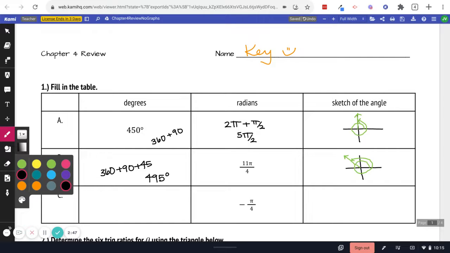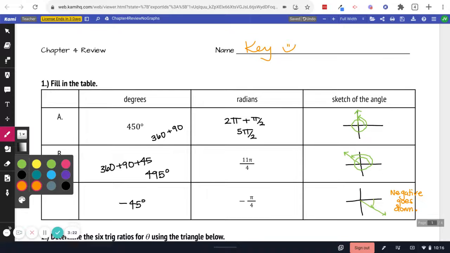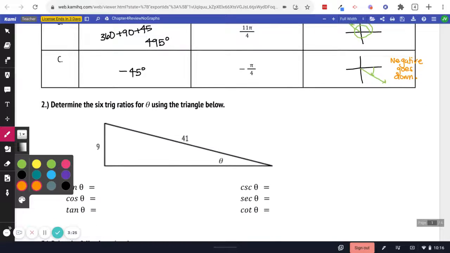Okay? Negative pi over 4. Even though it's negative, it's probably one of the easier ones on here. I'm just going to go down this far, because that's pi over 4. Remember, pi over 4 just takes us to the middle, the 45 degree spot. So this is negative 45 degrees. Remember, negative angles go down. That's the way it rotates. So just being able to work with those and sketch them is what's happening in number 1.